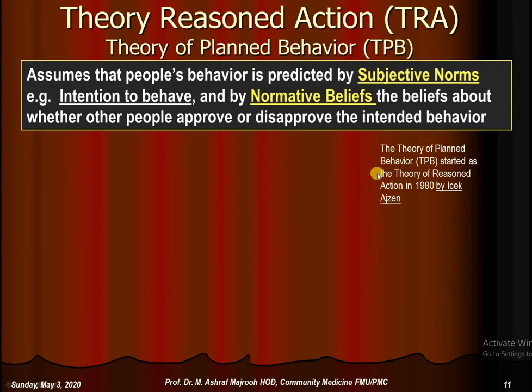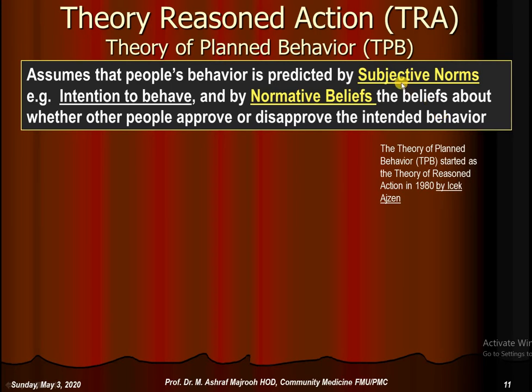The next model is very interesting. It is known as theory of reasoned action, TRA, and it is also known as theory of planned behavior. It assumes that people's behavior is predicted by subjective norms, meaning intention to behave, and the normative beliefs, that is, the beliefs about whether other people approve or disapprove of the intended behavior.